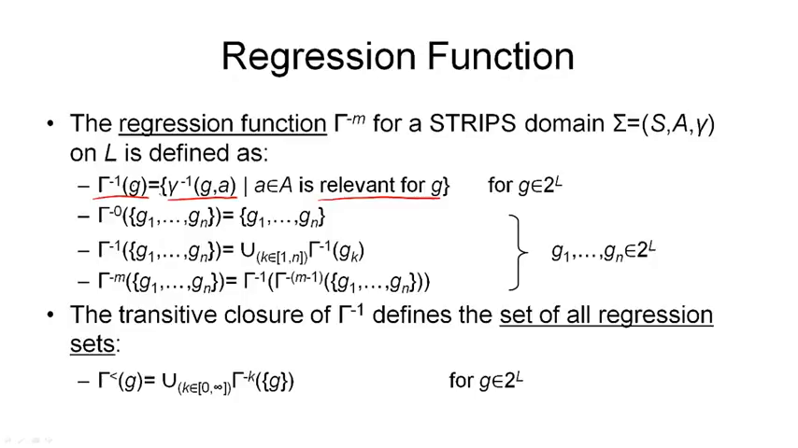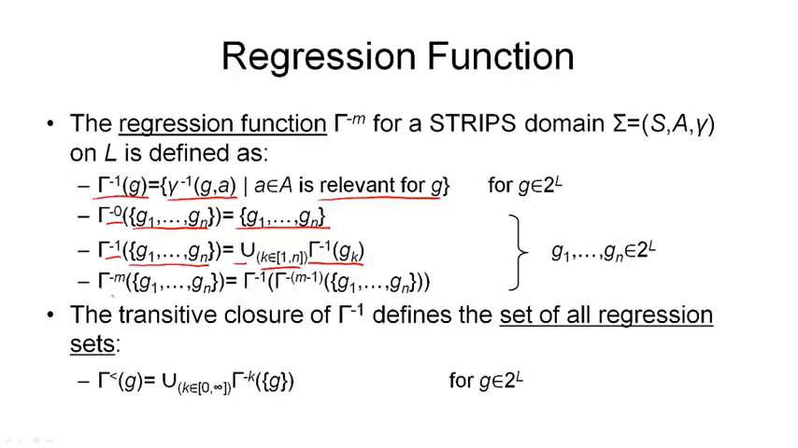The next step is that we extend this function to take multiple goals as input. So the input is now a set of goals rather than a single goal. And if we regress through 0 steps, that means simply the set of goals stays the same. There's no change. If we can go one step backwards in our search from a given set of goals, this is simply the union over all the individual goals, and we regress those through our regression function defined earlier.